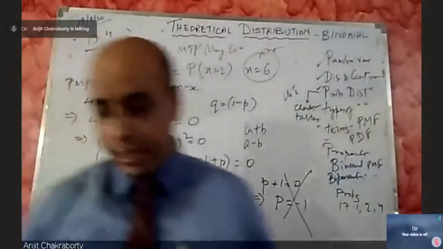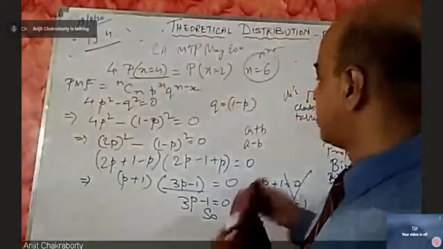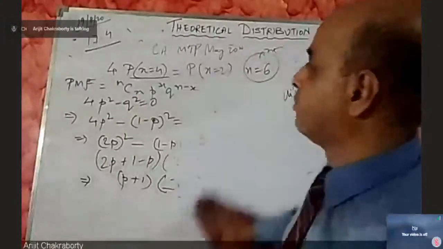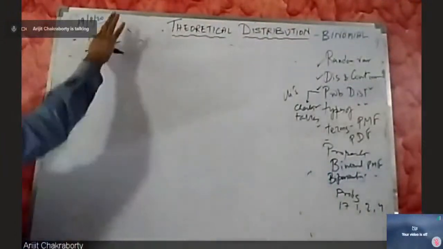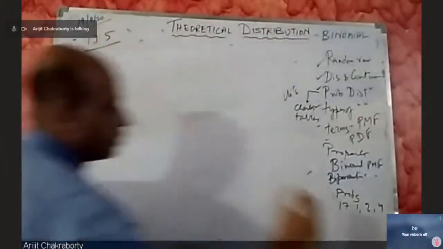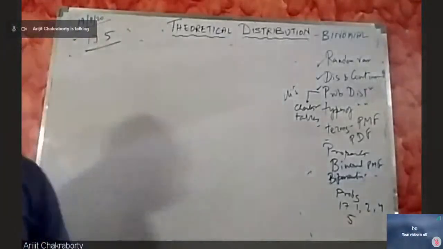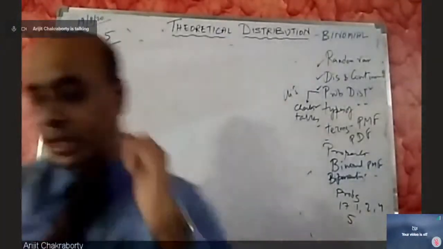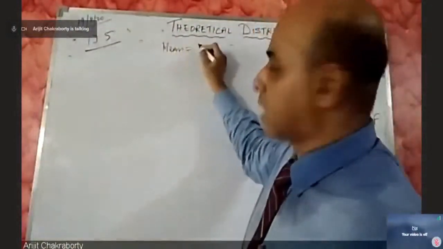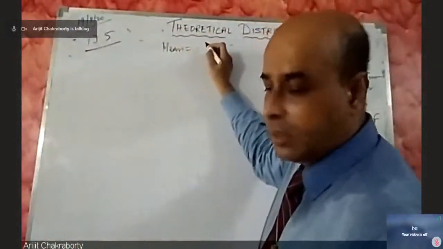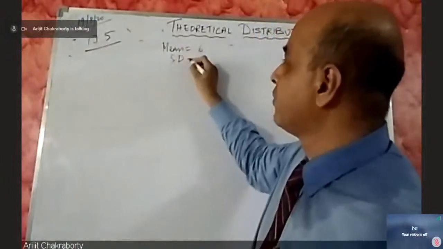Okay, now let us take number 17.5. We are taking 17.5. Find the binomial distribution for which the mean is given. The mean is 6 and the SD, standard deviation, is 2.